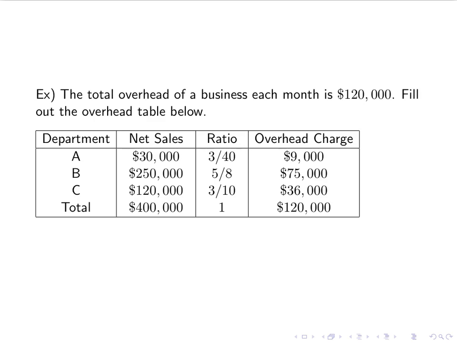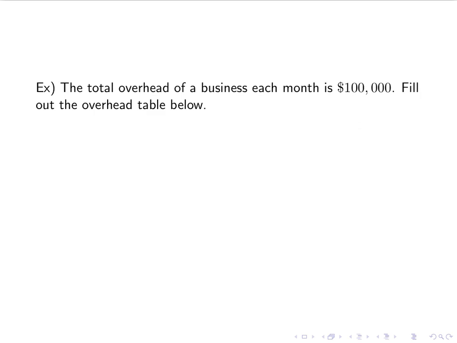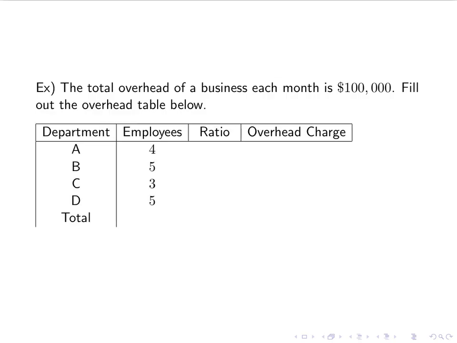And I'm good to go. So let's try another one. The total overhead of a business each month is $100,000. Fill out the overhead table below. So this time I am doing it by employees, and it's a different business.